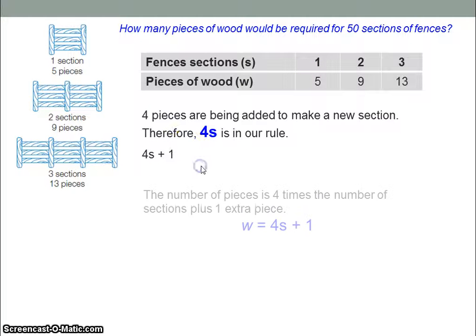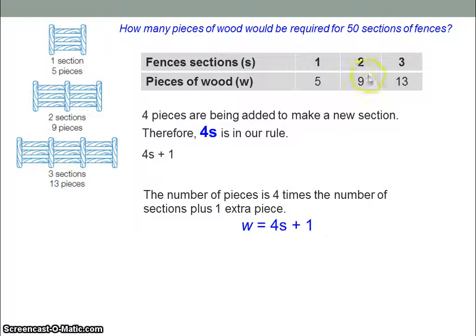So our rule actually is the number of pieces of wood we need is 4 times the number of sections plus 1. So if you have a look here, if we have 2 sections, so 4 times 2, which is 8, plus 1, which is 9. Same with 3. 4 times 3 is 12, plus 1 gives us 13.